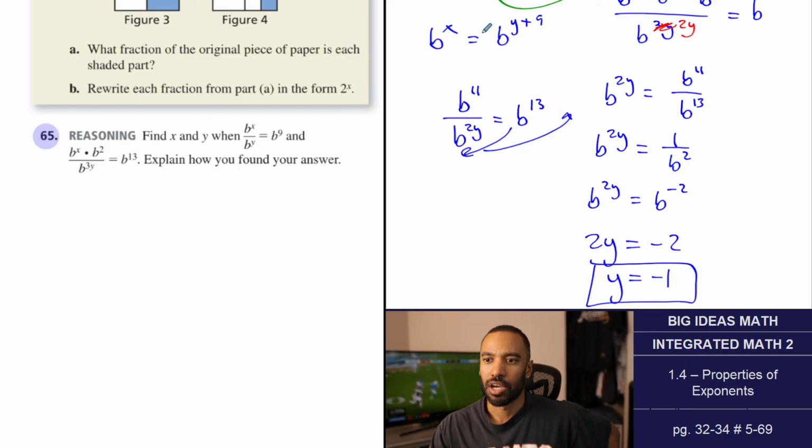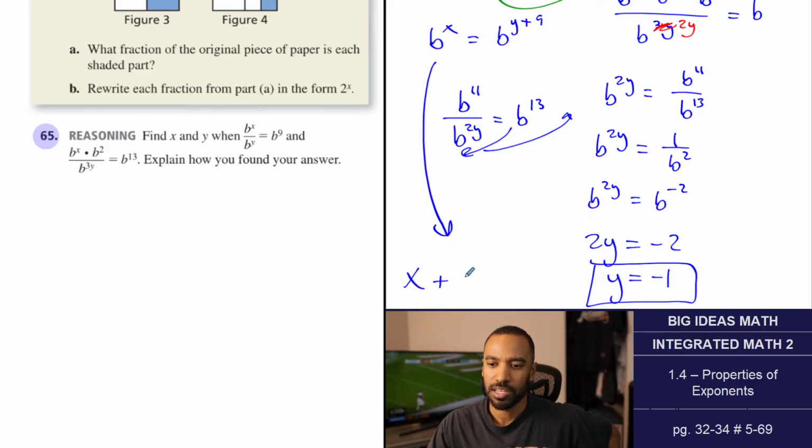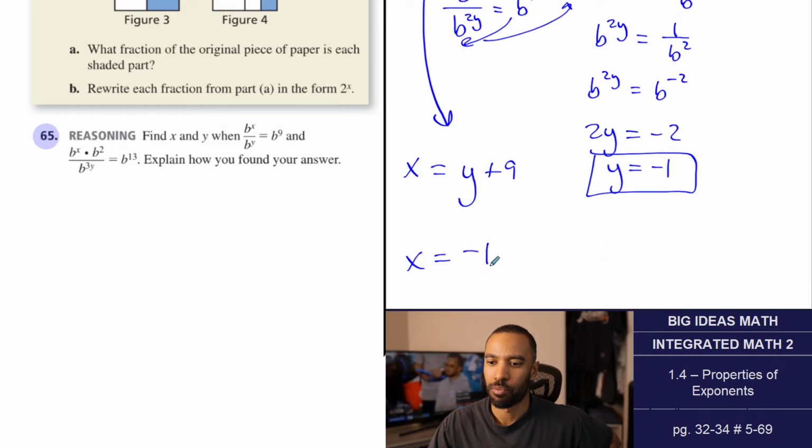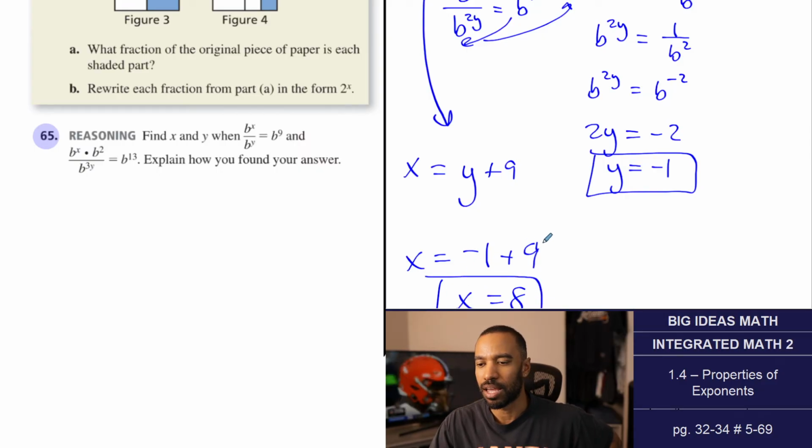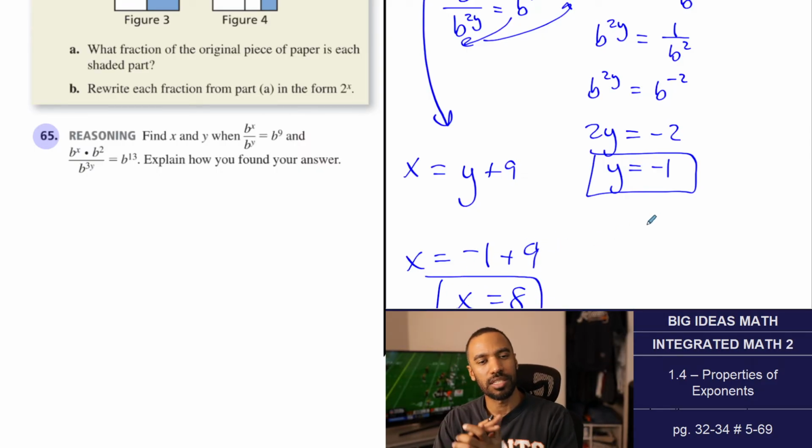Okay, as far as x goes, if you notice here, b to the x equals b to the y plus 9, so x is y plus 9. x has to be 9 larger than y. So x is negative 1 plus 9, and x is 8. So it works out. There's way more than one way to do this. That's not guess and check.